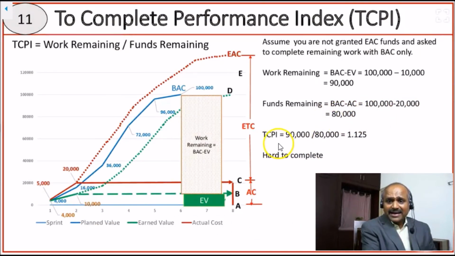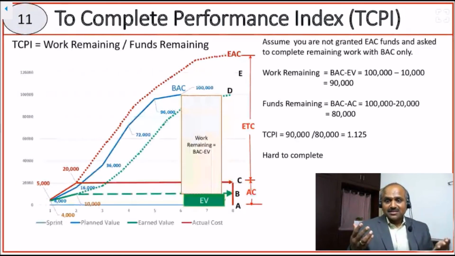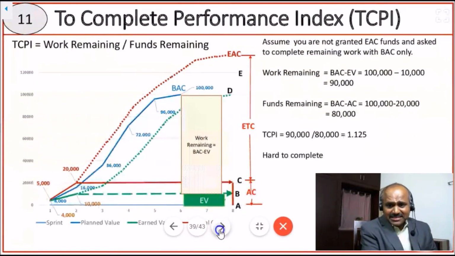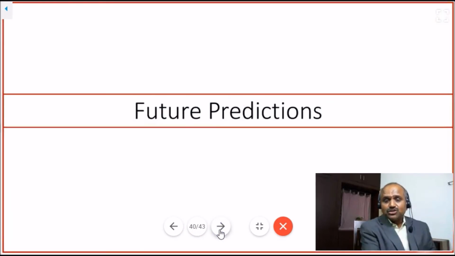So the TCPI, the to complete performance index, is work remaining by funds remaining, 90,000 by 80,000, which is 1.125, which is greater than 1. That means it is hard to complete. So the team has to accelerate, step up. They need to identify different means. They may have to stretch if we have to complete within these funds. So friends, with this concept, what we have completed so far, we concluded the future predictions.